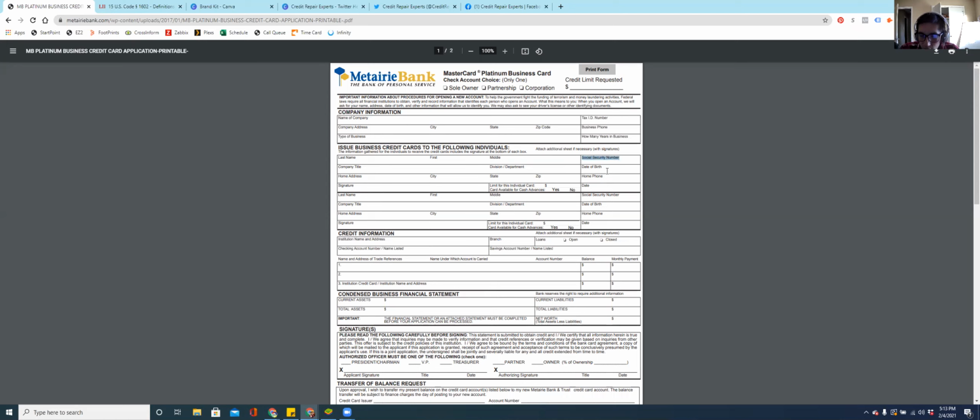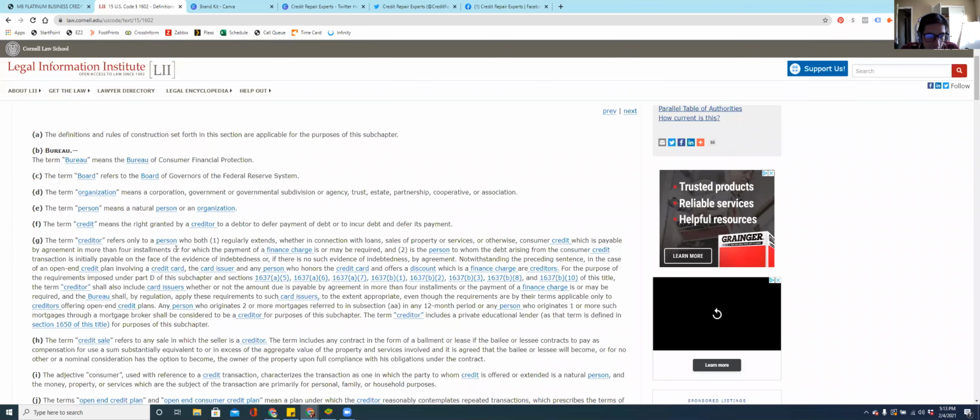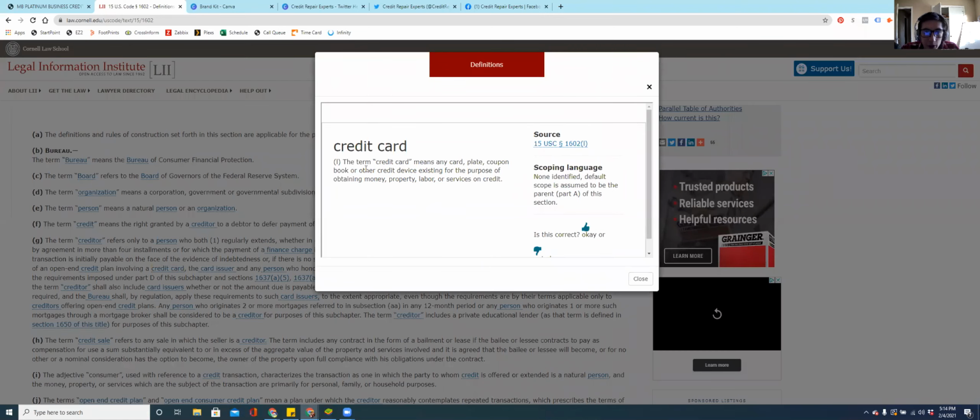If you know from any of y'all who are a little bit older, y'all know that social security cards say on them, not for identification purposes. So if it's not used for identification, what is the social security card used for? Well, we can find that out by looking at the definition of credit card under this title. The term credit card means any card, plate, coupon book, or other credit device existing for the purpose of obtaining money, property, labor, or services on credit.